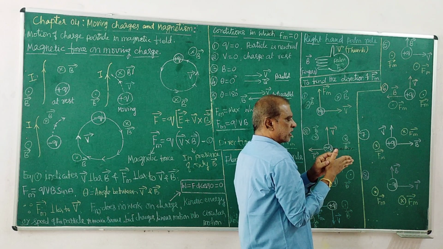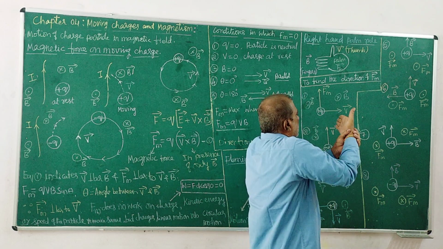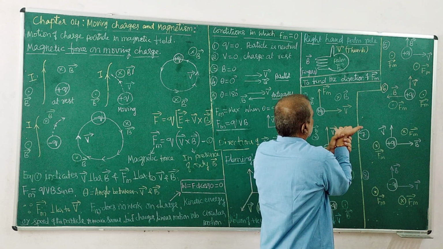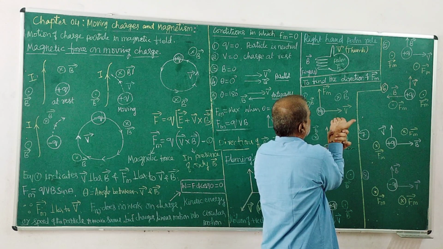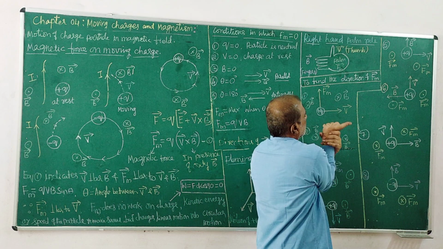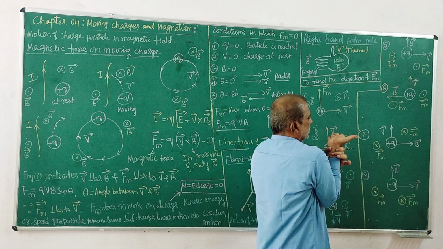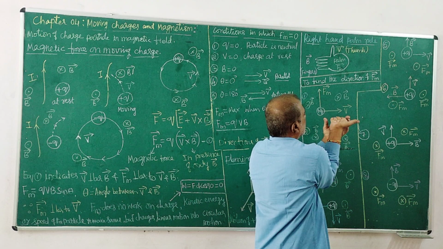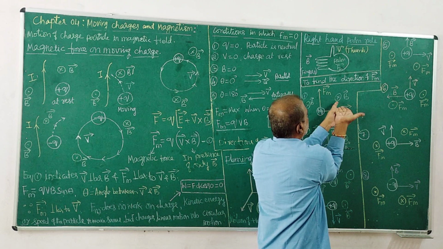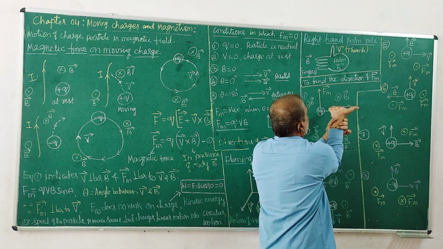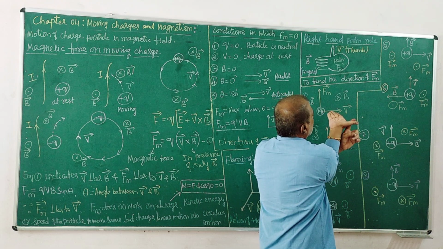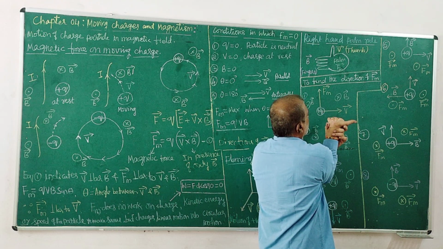This is one direction, other directions. So if I turn my hand like this, stretching fingers and turn my hand like this, it will give the direction of B, perpendicular inward to the plane. This will indicate the direction of the velocity vector.